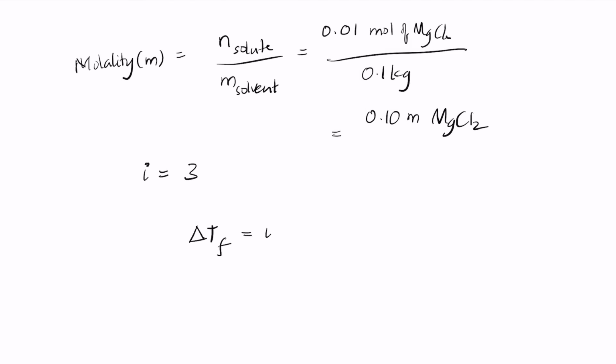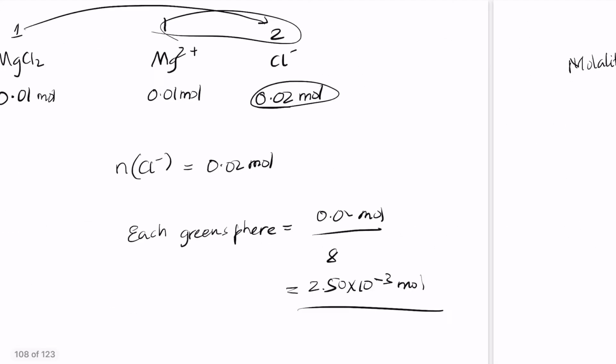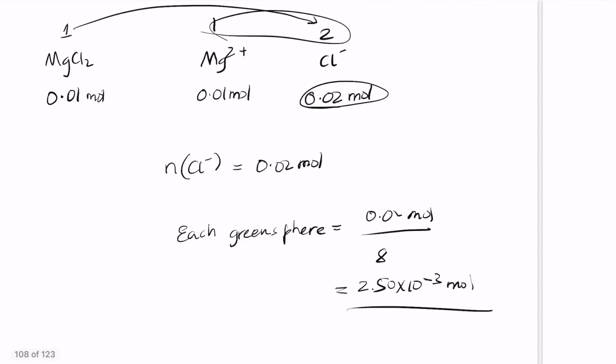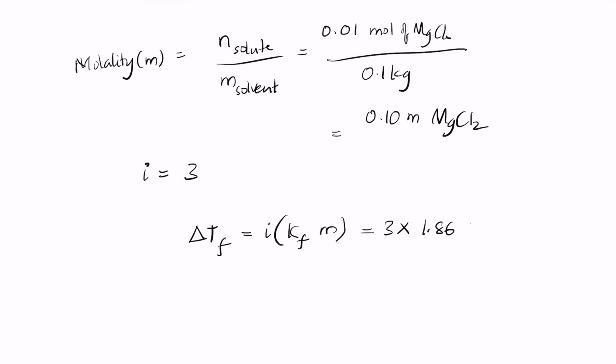They are asking us to calculate the freezing point. So delta Tf is i times Kf times m. So i is 3, and Kf for water is 1.86, times m, which is 0.1. That value gives you 0.558 degrees centigrade.